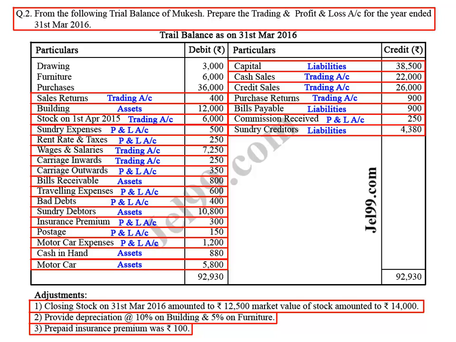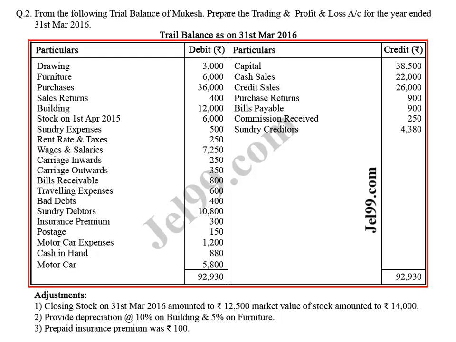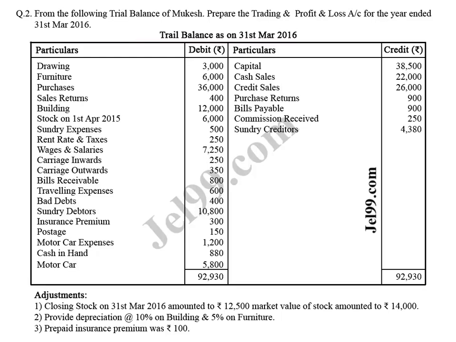Question number 2. From the following trial balance of Mukesh, prepare the trading and profit and loss account for the year ended 31st March 2016. Trial balance as on 31st March 2016. First of all, we will decide in which account the entry has to be recorded, trading account, profit and loss account, or balance sheet, and according to its effect, we will pass entries into each account and balance sheet.